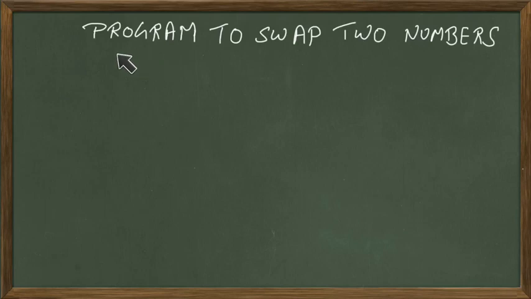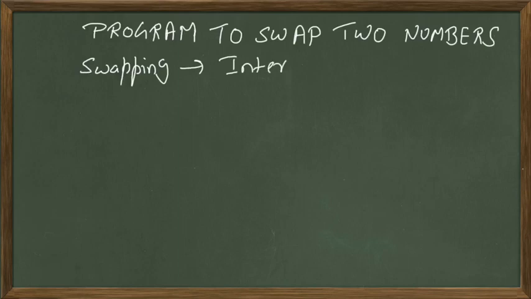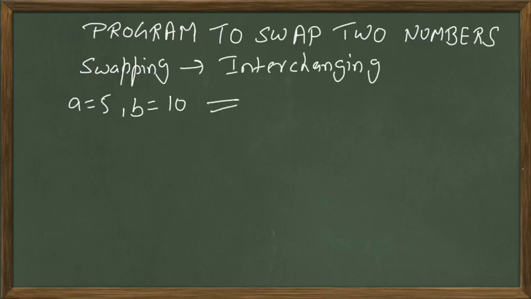Today we will study a program to swap two numbers. Firstly we shall see what swapping of two numbers is. Swapping means interchanging. Like if the value entered by the user is a is 5 and b is 10, then after swapping a will become 10 and b will become 5, so their values will be interchanged.